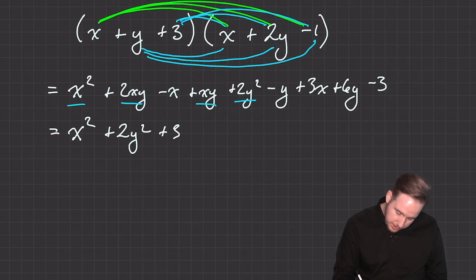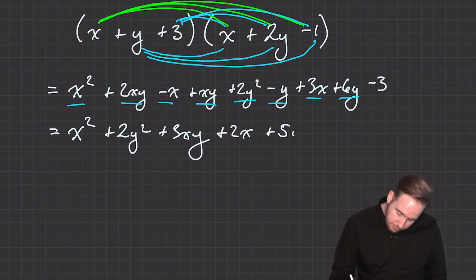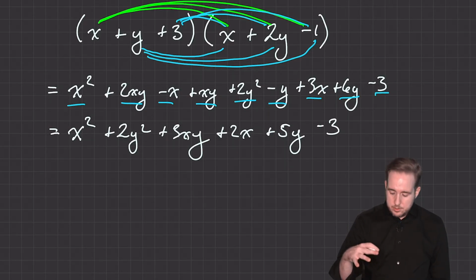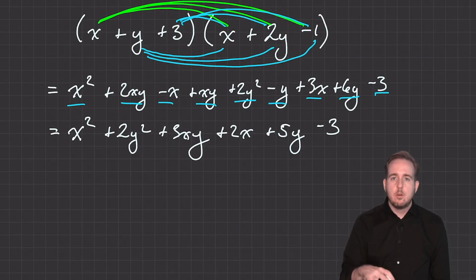Okay, there are a couple that have xy, so plus 2 and plus 1, so that is plus 3xy. There's 2 that have x's, so minus x and plus x, that's plus 2x. There are 2 that have just y, minus y and 6y, so plus 5y. And then the only thing left at the very end is this minus 3, which just stays minus 3. So that was really long and boring and difficult, but if I was writing clearly, it wasn't hard.